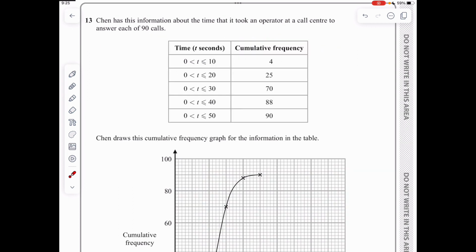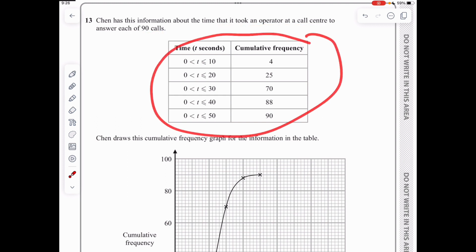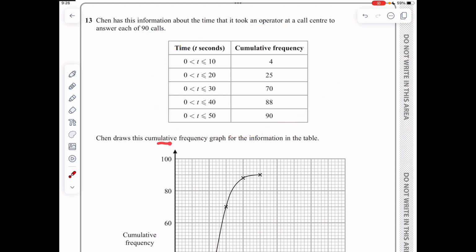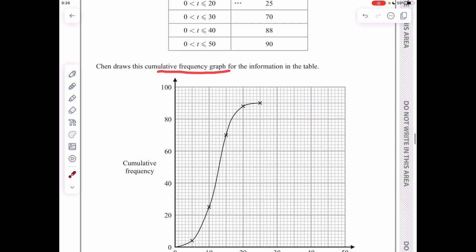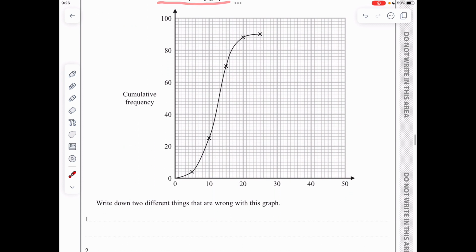In 13, Chen had information about the time it took an operator at the call center to answer each of 90 calls. So this is the table here of cumulative frequencies. They have drawn their cumulative frequency graph shown here, and we are asked to write down two different things that are wrong on this graph.